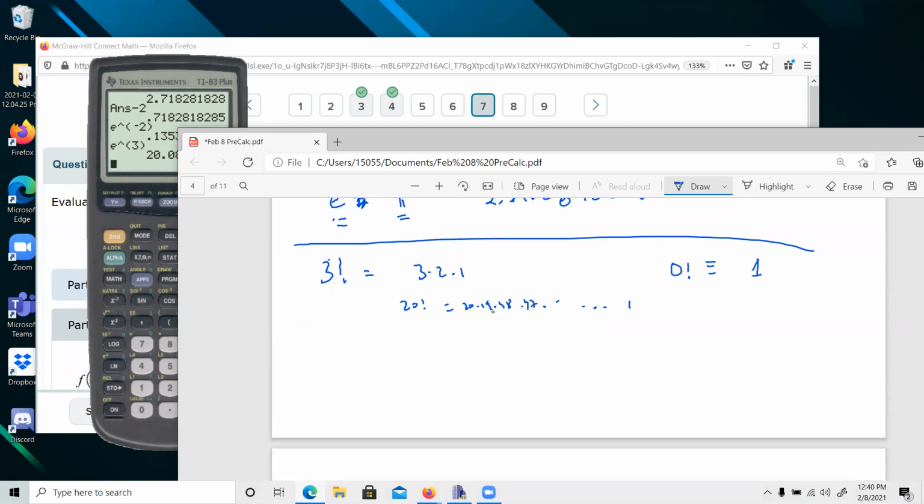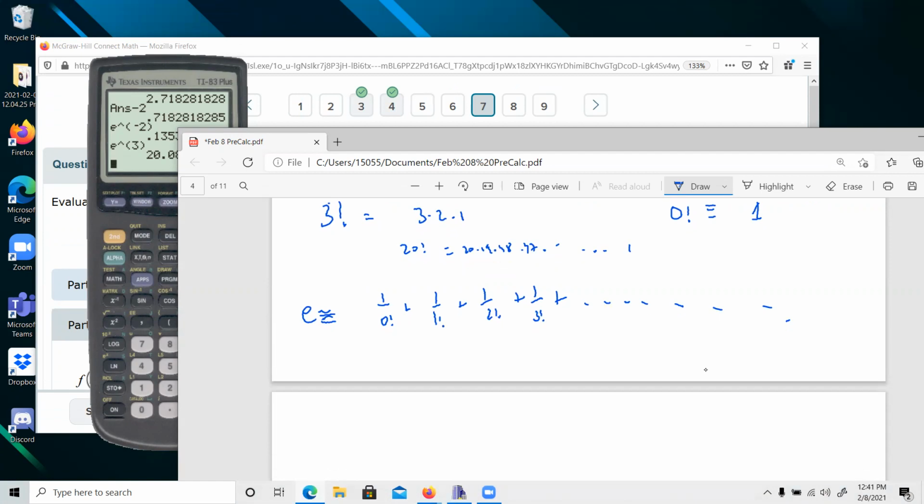But I always like dealing with e as approximately equal to an infinite series: 1 over 0 factorial, plus 1 over 1 factorial, plus 1 over 2 factorial, plus 1 over 3 factorial, plus, keep going. And to me, this helps me get a grasp of, or get more comfortable with, e rather than this business of 1 plus 1 over n raised to the n.